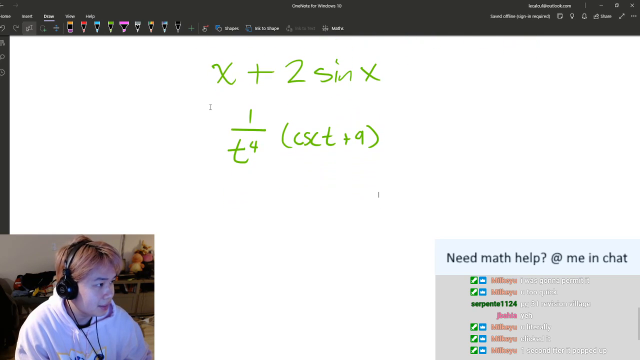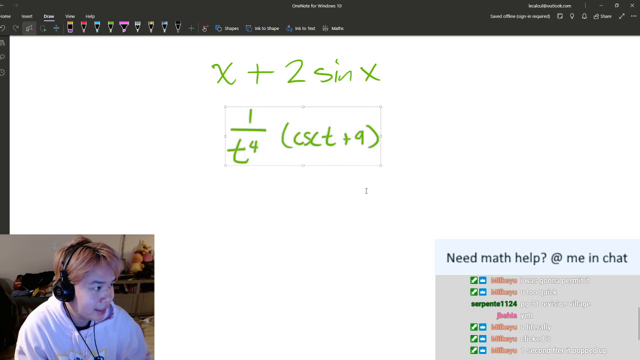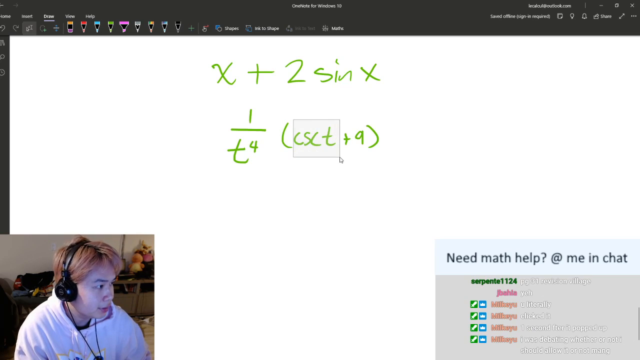Okay, so take the derivative of this. You can just Google how to take the derivative of cosecant t. But this is a product rule, right? So you should be practicing your derivative stuff. Take the product rule of these two things. You can Google what the derivative of cosecant t is. So try that out first.